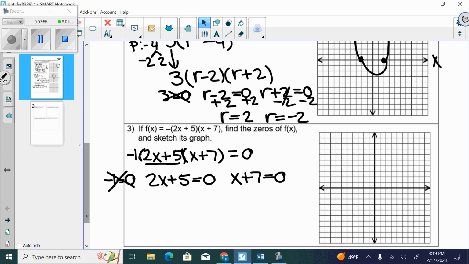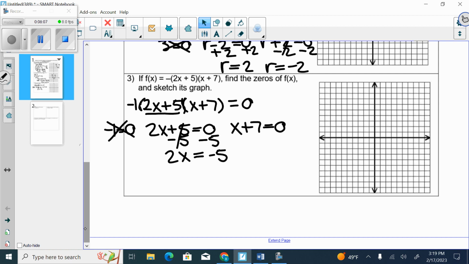What am I going to move first for this one? How am I going to move it? And what is 0 minus 5? Negative 5. But I'm not done yet. I got to get rid of that 2. How am I going to do that? Divide by 2. What is negative 5 divided by 2? Negative 2.5. All right, for this one over here, how am I going to solve? Subtract 7. So we get x equals negative 7.